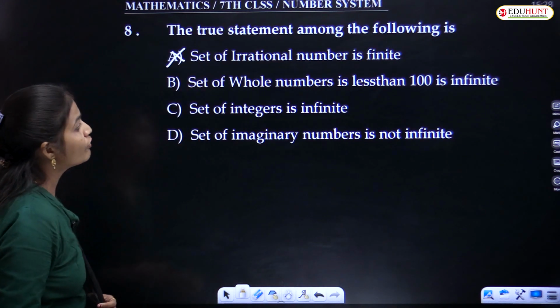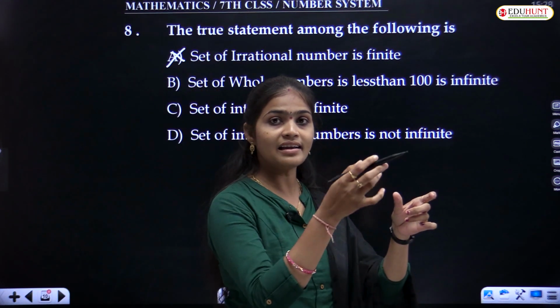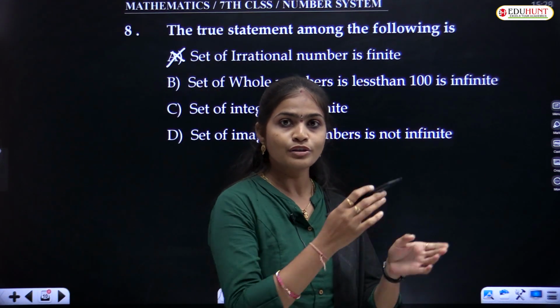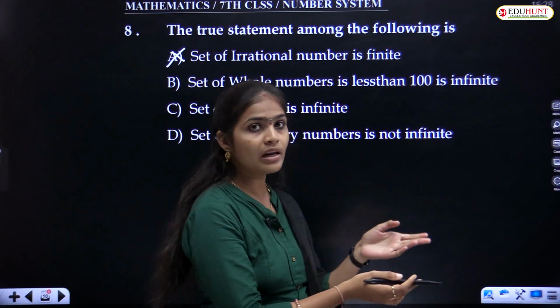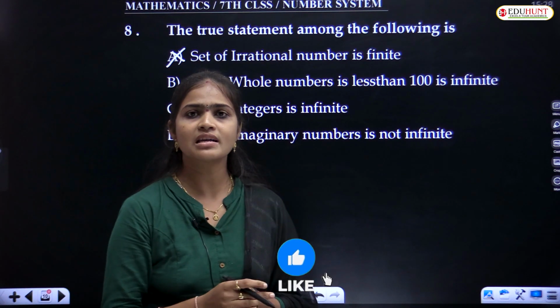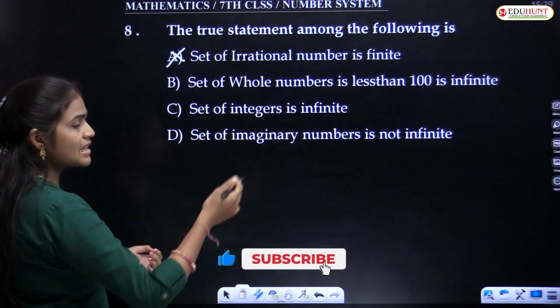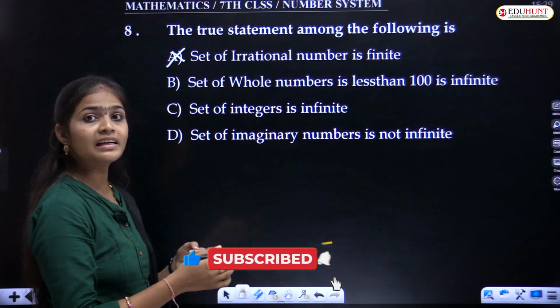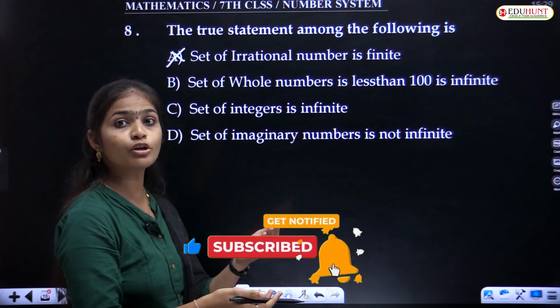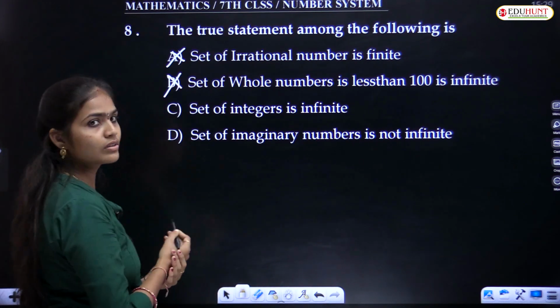Next, set of whole numbers is less than 100. Exactly, the ending point they are saying is 100. So 0 to 100 whole numbers, no? So we can calculate how many numbers are there from 0 to 100. It is possible, no? But here they are saying infinite. If it is possible to count, that is related to finite, but here they gave infinite. So this is also wrong.